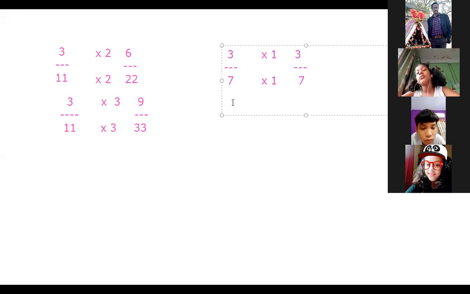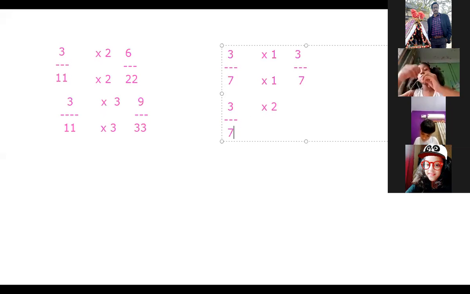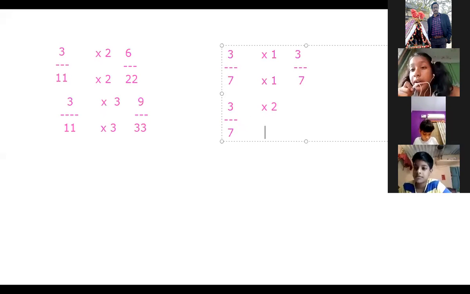Now, the second equivalent fraction is how much? 3 by 7. And now we have to multiply with how much? Everybody? Not 1. 1 is already multiplied. This is the second multiplication. Yes, sir, second multiplication. Now it is with 2.